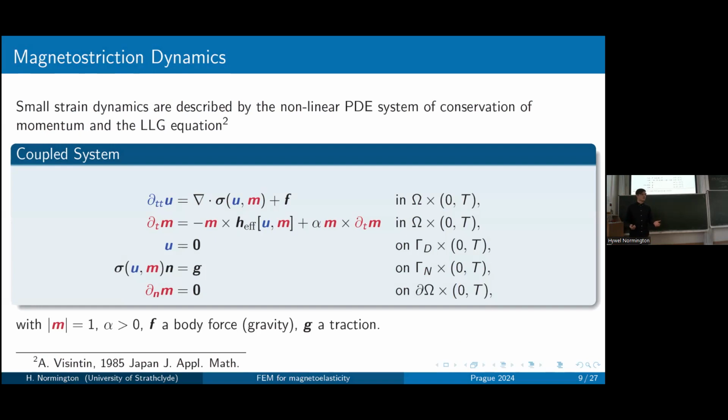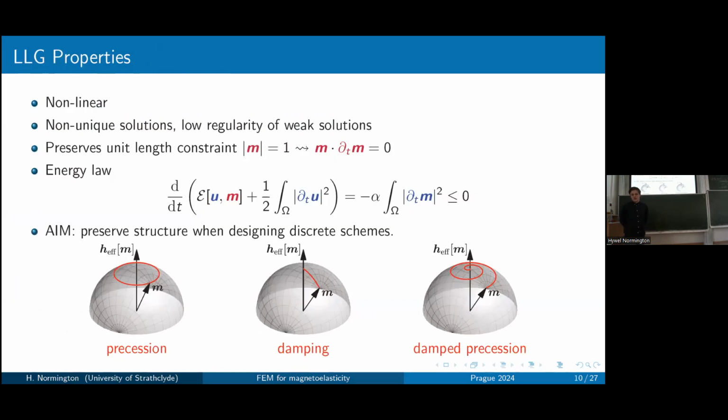If I take my magnet and I smack it with a hammer, it's probably not going to behave quite the same as it did a minute ago. If you hit it hard enough, obviously you're going to break your material, but the magnetization will have a small ripple. Talking more in depth about the LLG equation itself, we have nonlinearity, as I mentioned. You have non-unique solutions, which comes from this unit length constraint, because it's non-convex, and also the solutions that you get are going to be extremely low in regularity.